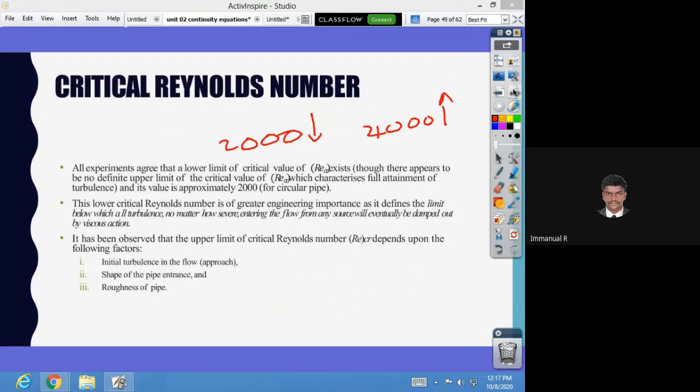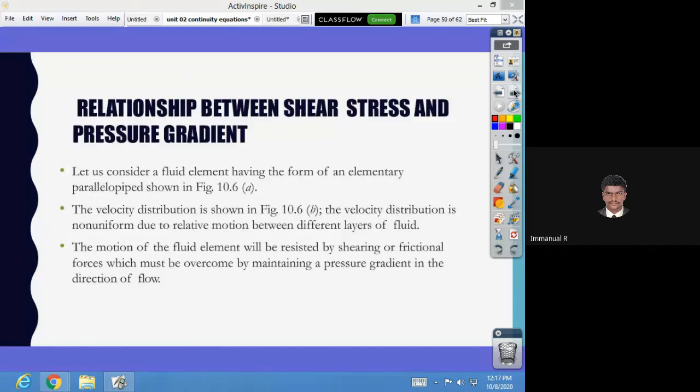It has been observed that the upper limit of the critical Reynolds number depends upon the following factors: initial turbulence, shape of the pipe entrance, and roughness of the pipe. Based on that, the Reynolds number value will vary. Next, the relationship between shear stress and pressure gradient. We will see this in the next lecture.